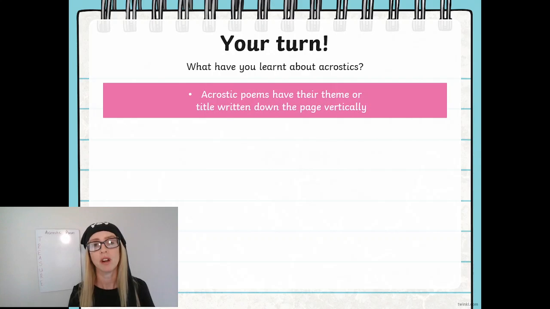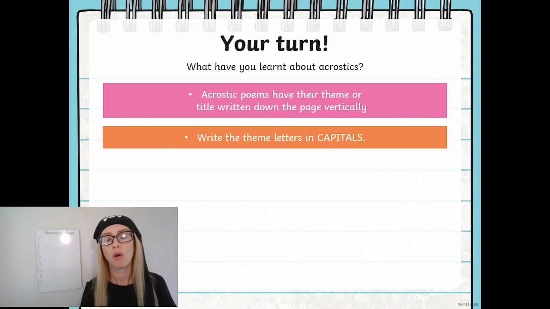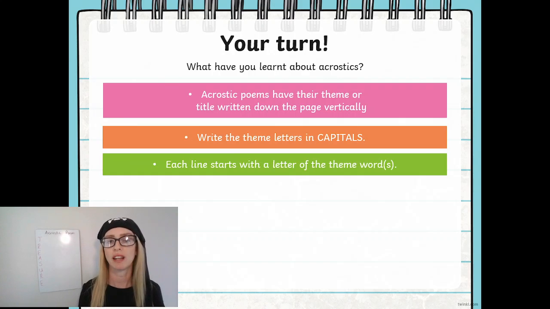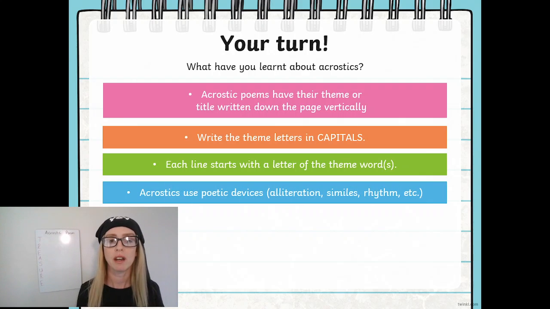So what have we learned? Acrostic poems have their theme or title written down vertically. All the theme letters are written in capital letters. Each line starts with the letter of the theme word, and acrostic poems will often use poetic devices such as alliteration.